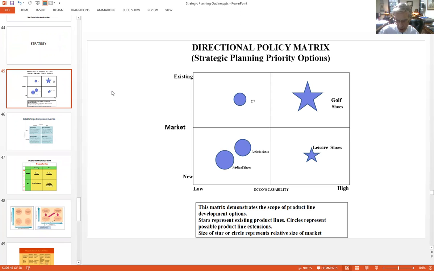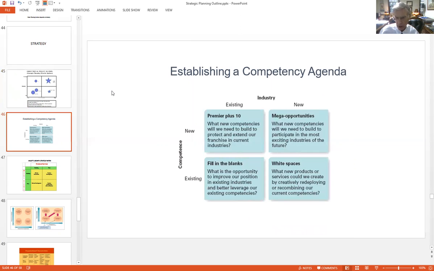And you can see that the stars represent current products and the circles represent products that could be made in the future. And this again was done by one of my students who was studying the Echo Shoe Company, a famous maker of golf shoes. Another thing you could do is develop new capabilities. This matrix was given to us by a couple of guys named Gary Hamel at the London Business School, and C.K. Prahalad, who is no longer with us, but was at the University of Michigan.